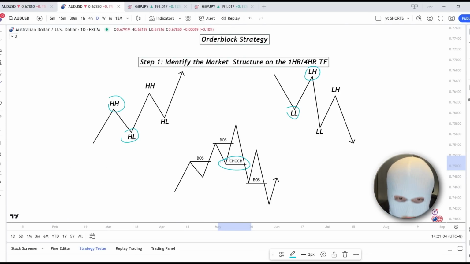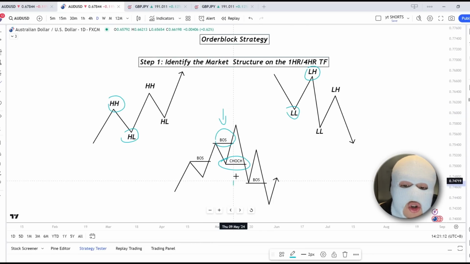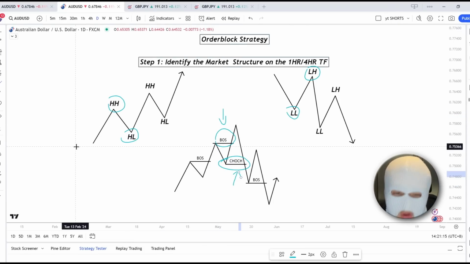So what you want to do for step 1 is to look out for your potential break of structures for trend continuations, and change of character for a potential trend reversal. Remember to focus on the most recent price action.